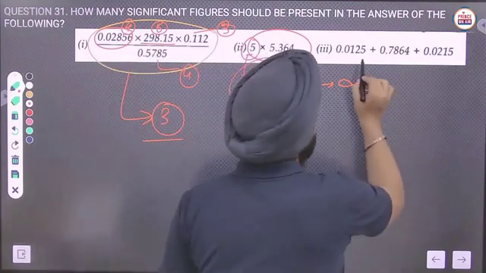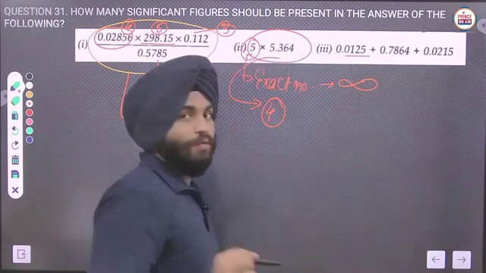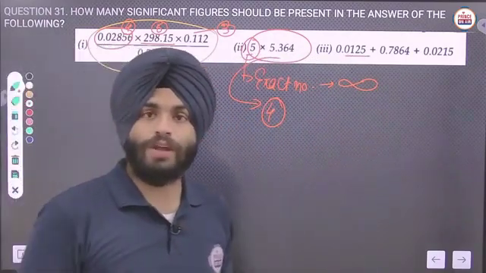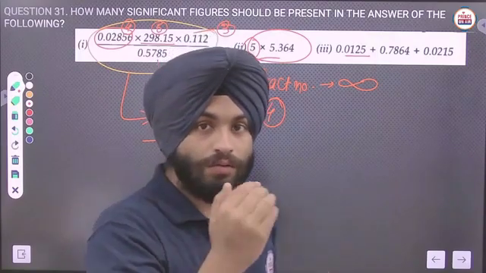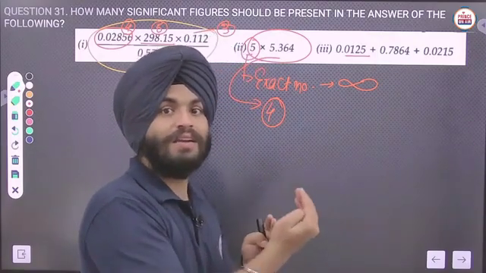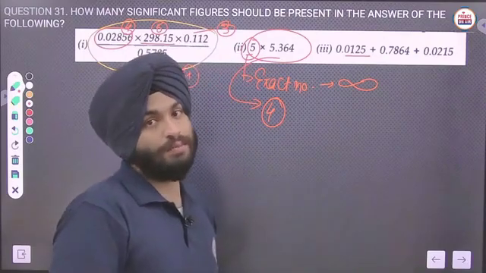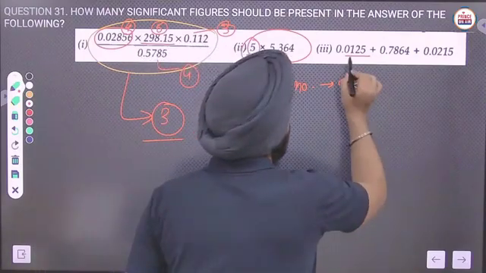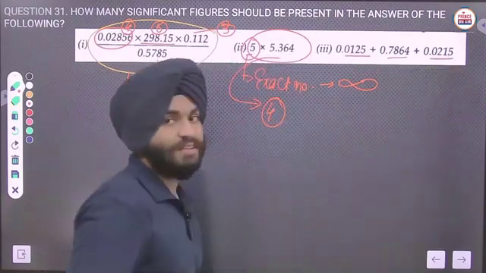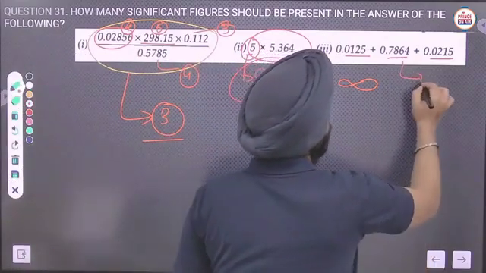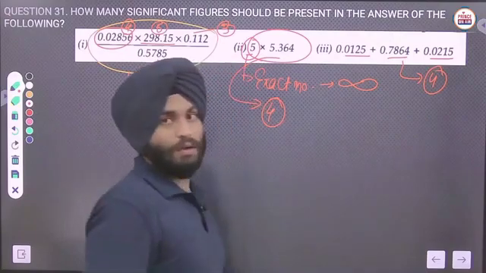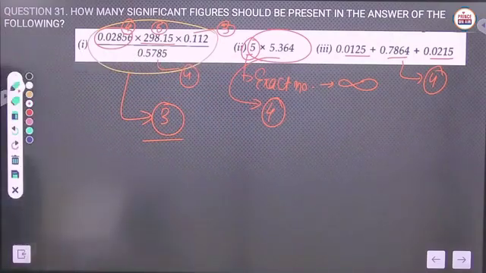Next, for addition and subtraction we have to focus on the number having fewer decimal places, but all are having four digits. So 4 decimal places, so that will be equal to 4. Clear?